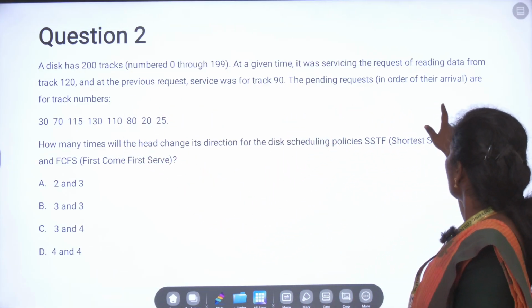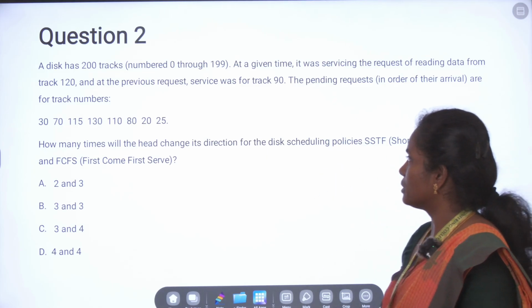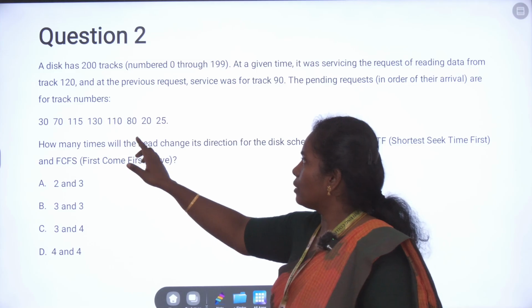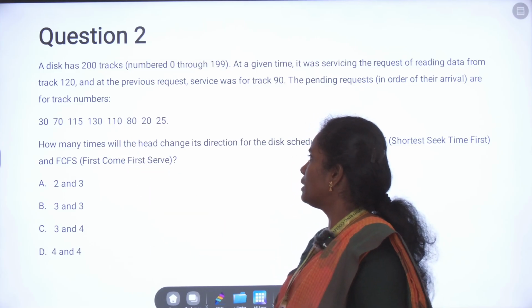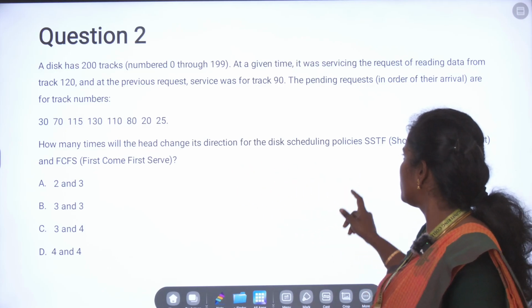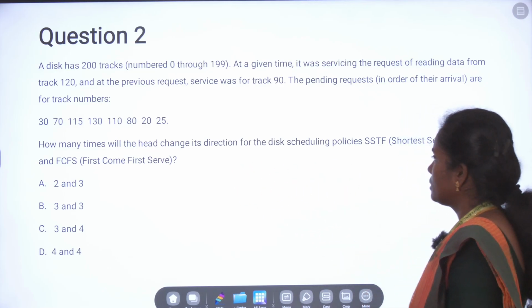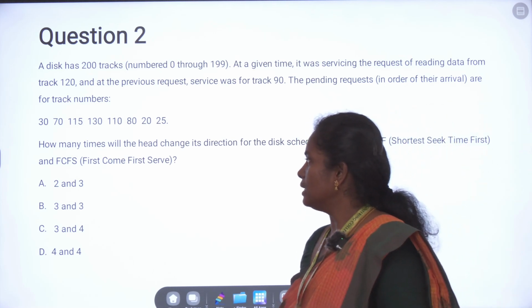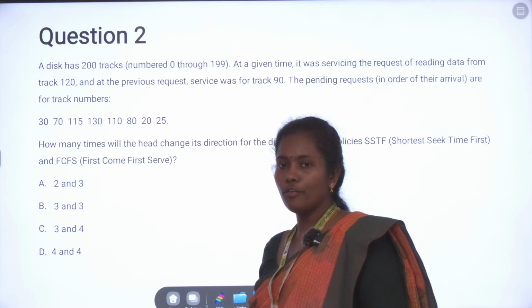The pending requests in order of their arrival are for track numbers 30, 70, 115, 130, 110, 80, 20, 25. How many times will the head change its direction for the disk scheduling policies shortest seek time first and first come first serve? The options are 2 and 3, 3 and 3, 3 and 4, 4 and 4.